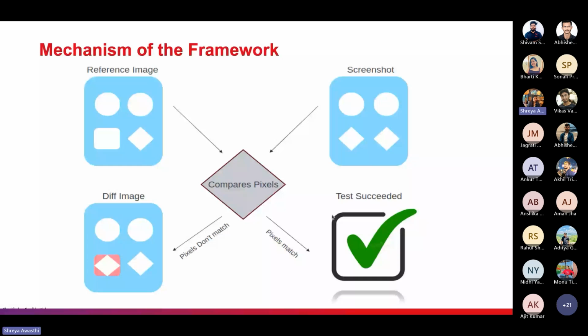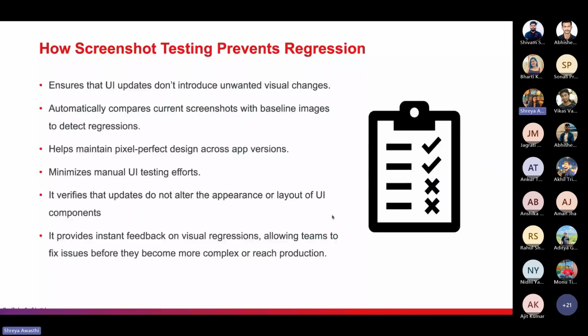Now, how do we prevent regression? It ensures that no unwanted visual changes have been introduced. It helps maintain pixel perfect designs across app versions. It minimizes the manual UI testing efforts. It provides instant feedback on visual regressions, allowing teams to fix issues before they become more complex or reach production. We have to catch them as early as possible. Therefore, it helps in that.